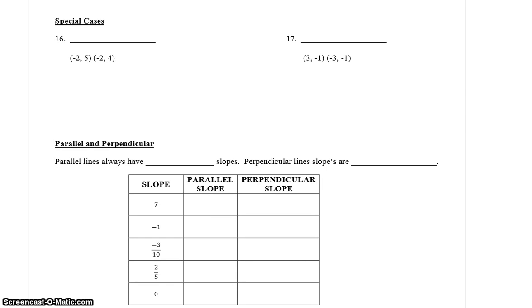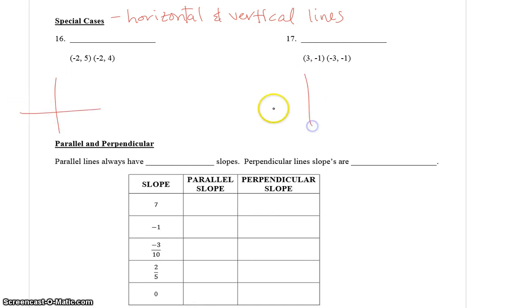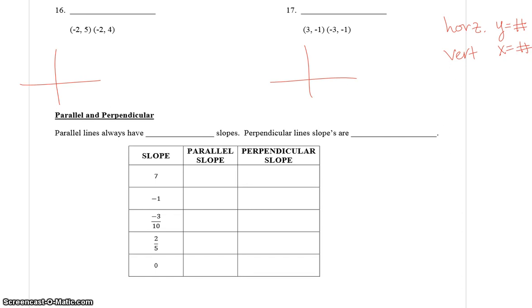Okay. Let's look at number 16. These are special cases. These are horizontal and vertical lines. And what I would do is sketch a graph for these. Just sketch them real quick, plot some points on there. Remember that a horizontal line is going to be y equals some number, and a vertical line is going to be x equals some number. So go ahead and try both of those, number 16 and 17, for tomorrow, please.